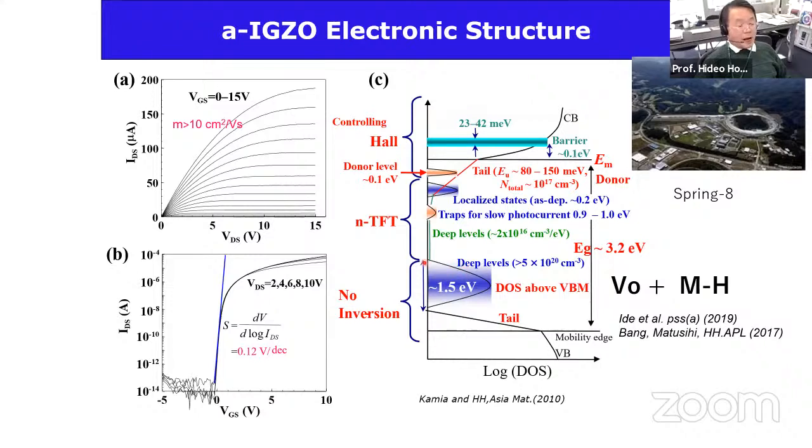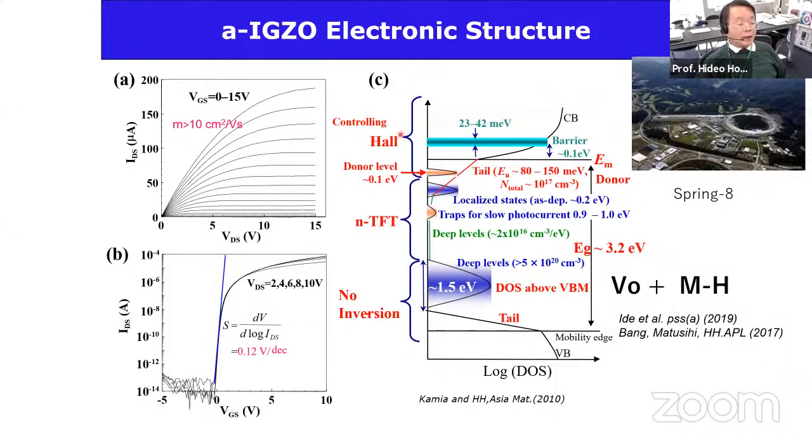Such a large DOS was detected by hard X-ray photoelectron spectroscopy using a Japanese synchrotron. It's a hard X-ray, so it's bulk sensitive, not so surface sensitive. That's why the sample preparation is not so difficult, and sputtering is not needed. That's why we can obtain reliable data. So, a very huge DOS, around 5 times 10 to the 20.